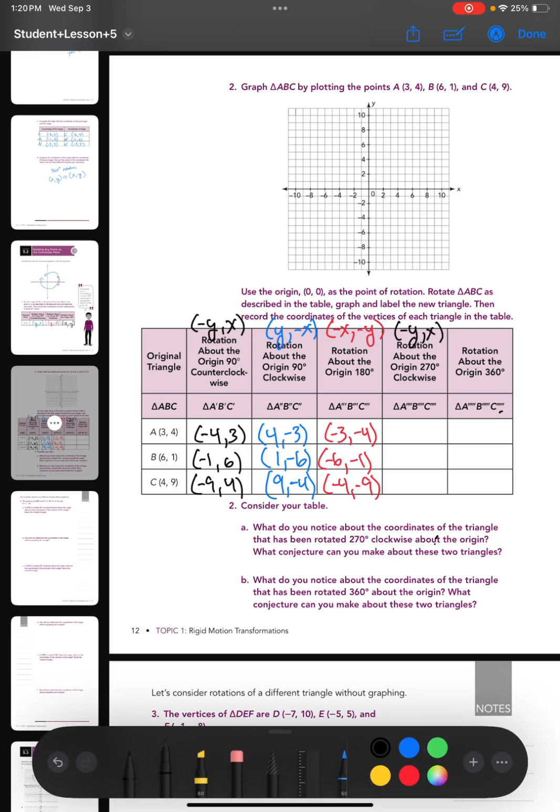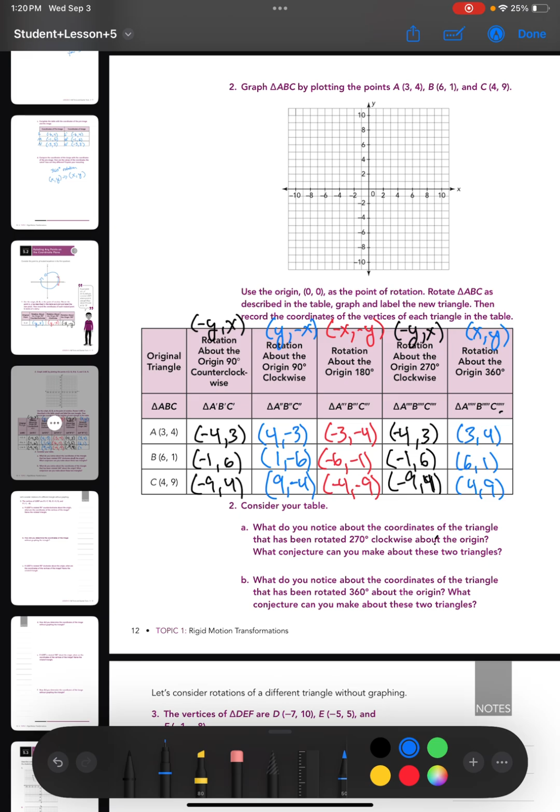So again, filling in those points, you should get negative 4, 3, negative 1, 6, negative 9, 4. And then our last rule we're looking at, 360, remember, it doesn't change it. It just stays x, y. So the original point, 3, 4 for the first one for A, 6, 1 for B, 4, 9 for C is unchanged. Okay, so there's an example of all our different rotations using our rules.